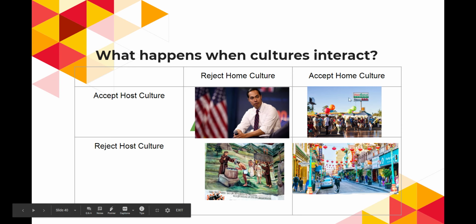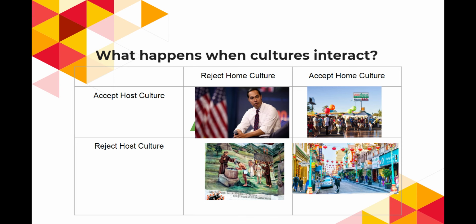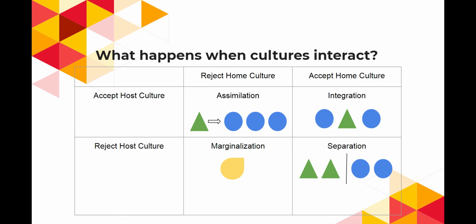If you are accepting the home culture, the culture from the place you came from, but rejecting the new culture, we would call that separation. I have this image of Chinatown in San Francisco, because if you are an immigrant from China and you move to Chinatown in the San Francisco Bay Area, but then you limit yourself to that neighborhood and you never learn English, or you never eat more traditional American foods, or you never do anything to integrate yourself with American culture, that would be called separation.